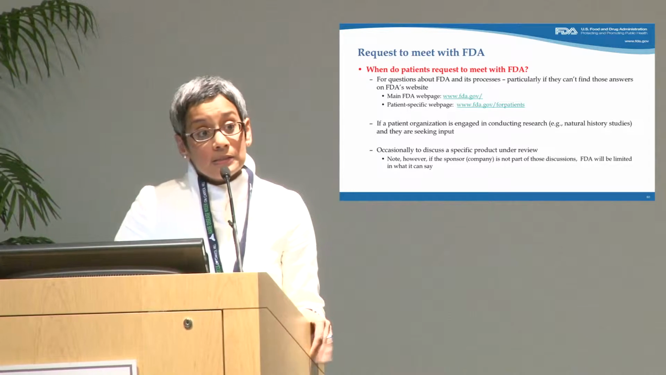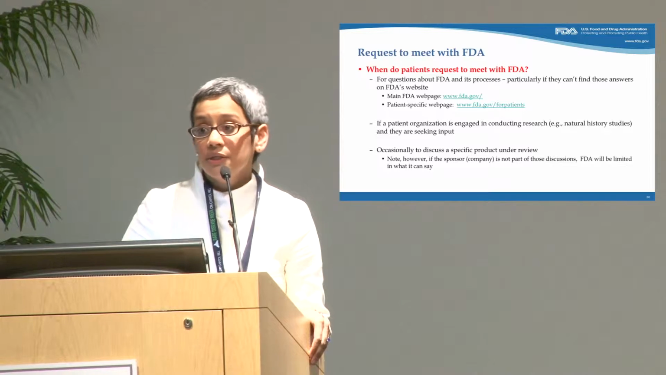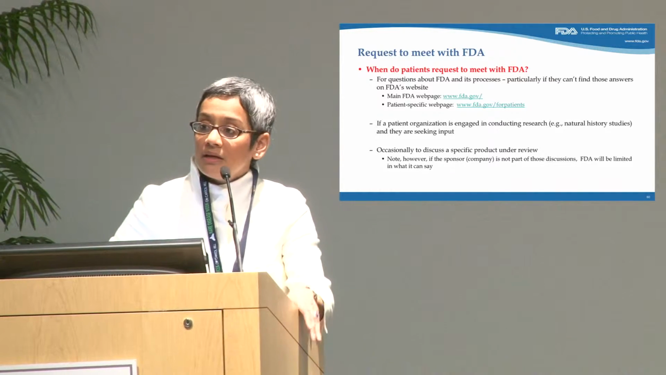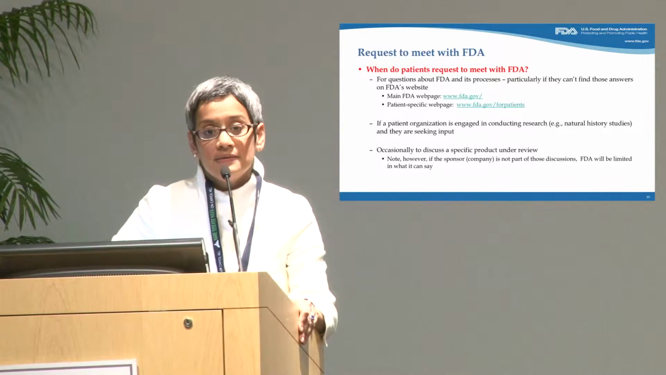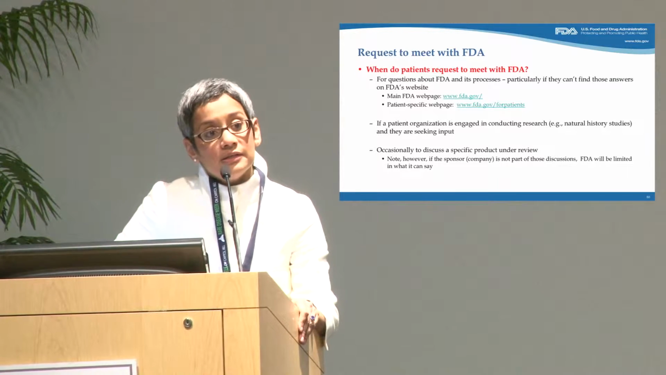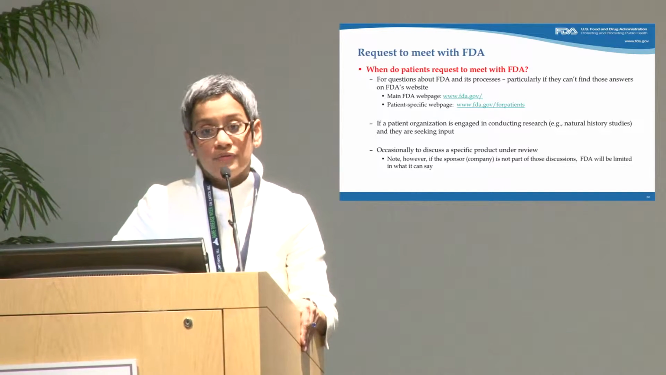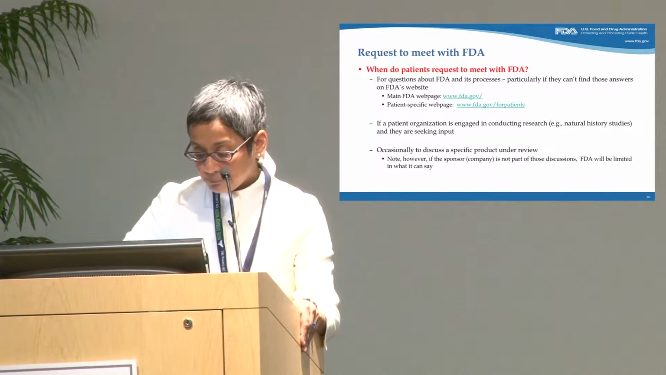The second is, more and more patient advocacy groups are actually engaged in the conduct of research. For example, a lot of patient groups have registries and they're conducting natural history studies. So when you're engaged in the conduct of research, and if you want to get guidance, that's another time to reach out to the agency.